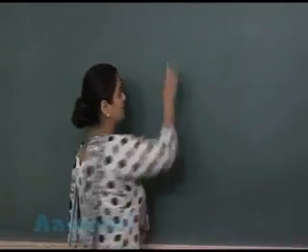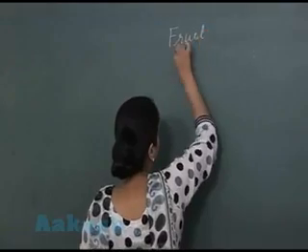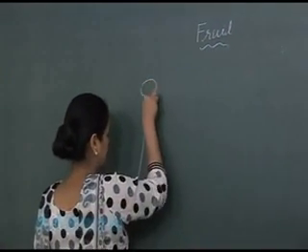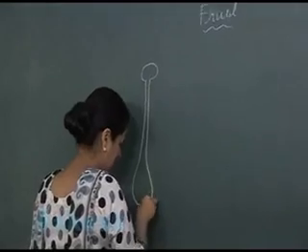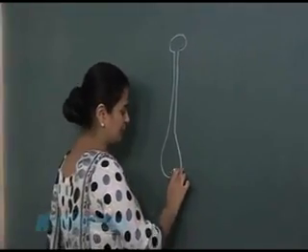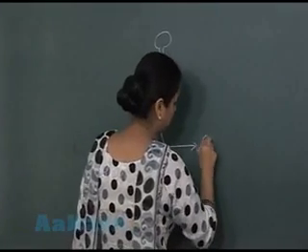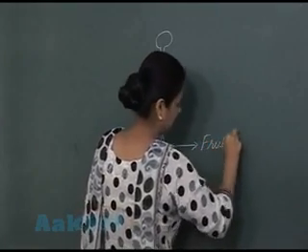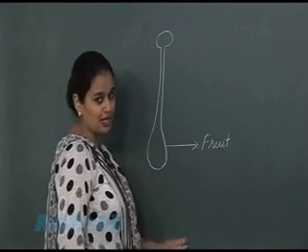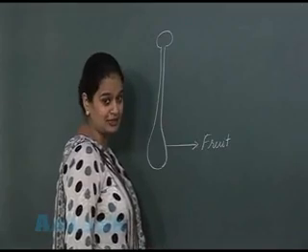So let's start with the fruit now. Now you know that this part of the gynoecium is ovary. Now this ovary results in the formation of fruit. The ripened ovary represents fruit, and generally this fruit is formed after the fertilization.